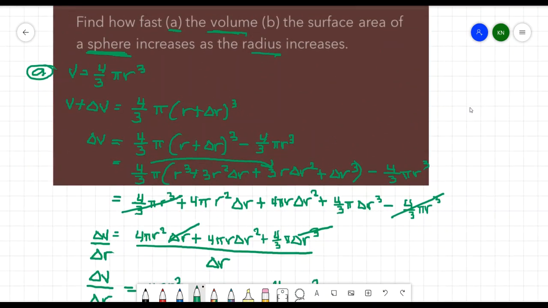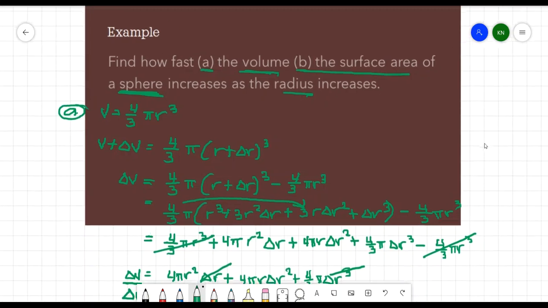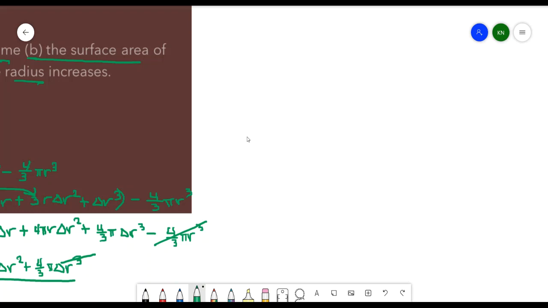Next is, we need to identify the surface area. So we have here the surface area of our sphere. Now the formula for the surface area of our sphere is S, or the surface area, is equivalent to 4 pi r squared. That being said, we still need to find the surface area as the radius increases. So we have S plus delta S is equivalent to 4 pi (r plus delta r) squared.